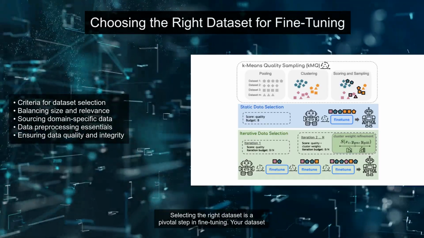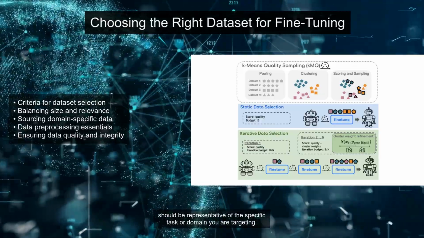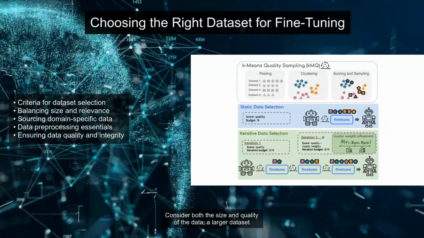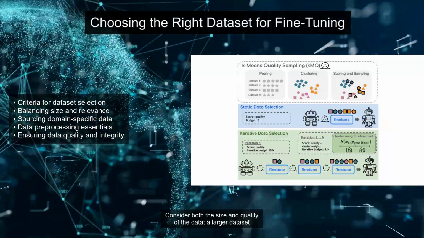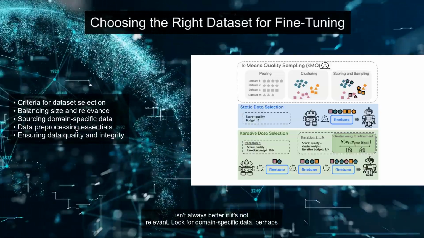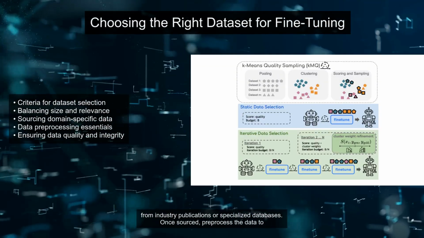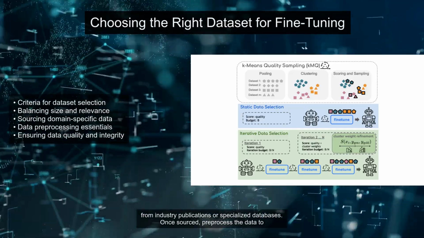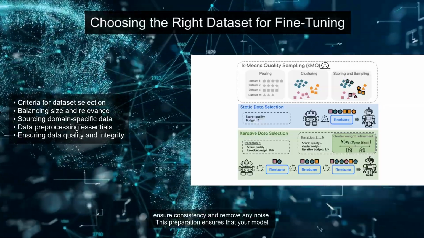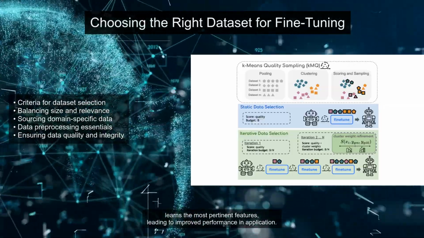Selecting the right dataset is a pivotal step in fine-tuning. Your dataset should be representative of the specific task or domain you are targeting. Consider both the size and quality of the data. A larger dataset isn't always better if it's not relevant. Look for domain-specific data, perhaps from industry publications or specialized databases. Once sourced, pre-process the data to ensure consistency and remove any noise. This preparation ensures that your model learns the most pertinent features, leading to improved performance in application.